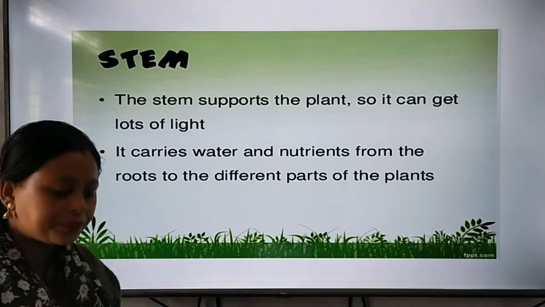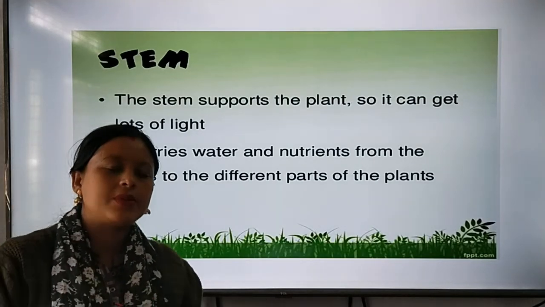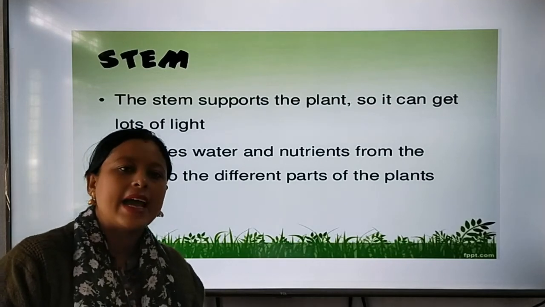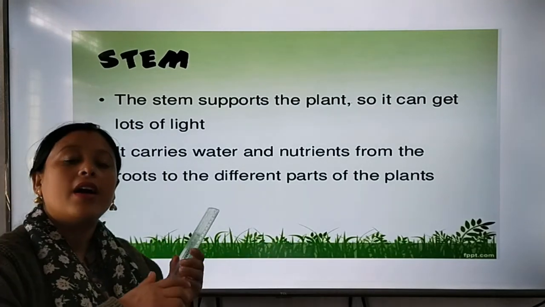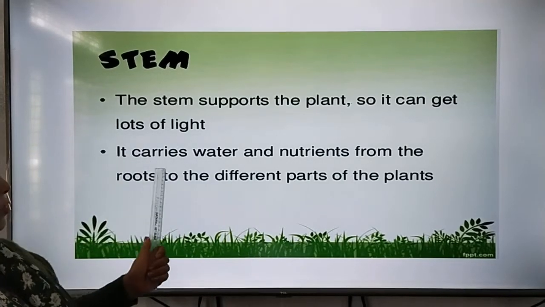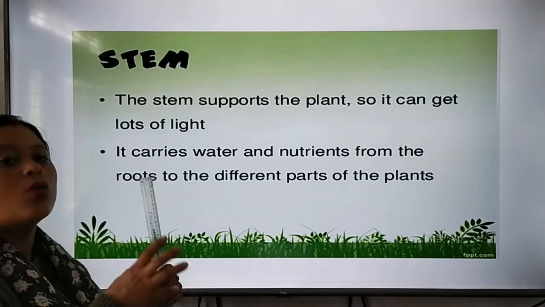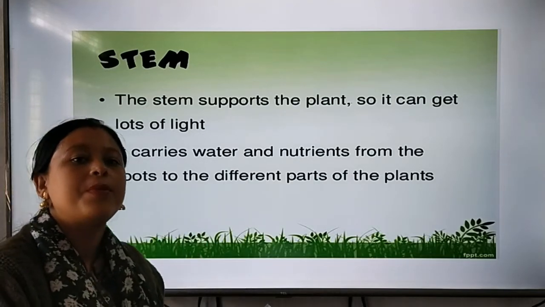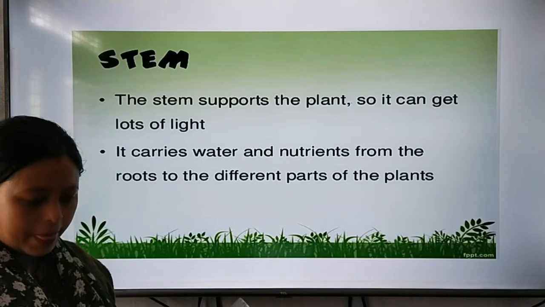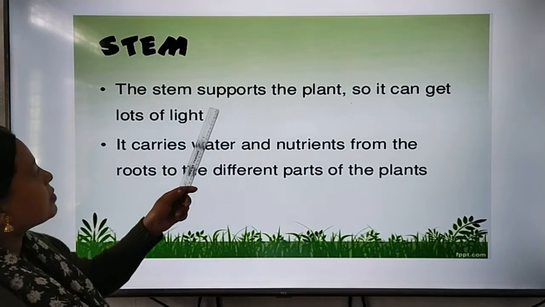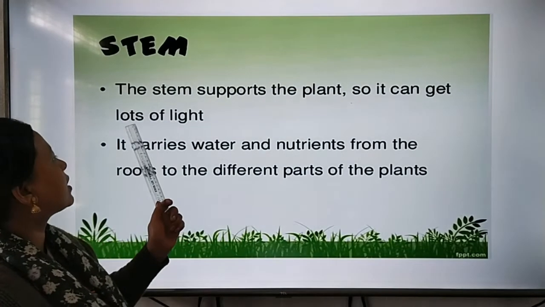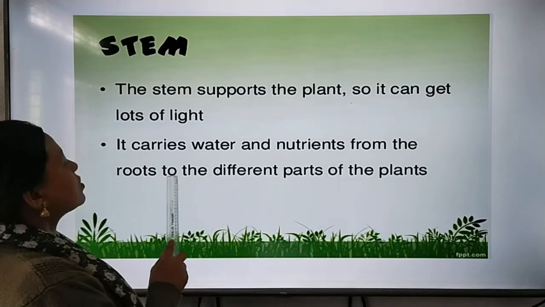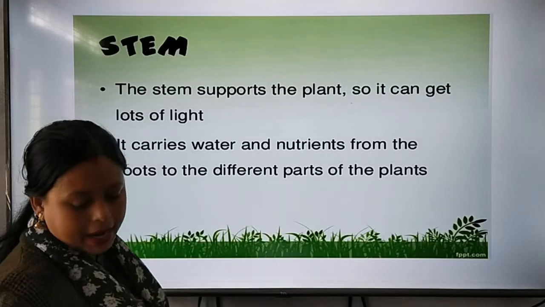So children, roots absorb water and nutrients from the soil, and then the stem's duty is to carry water and nutrients to the different parts of the plant. Understood? The stem supports the plant so it can get lots of light. It carries water and nutrients from the roots to the different parts of the plant.